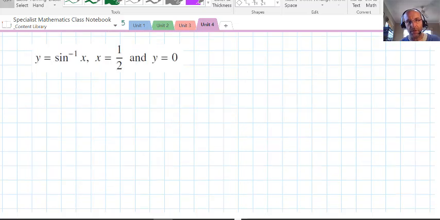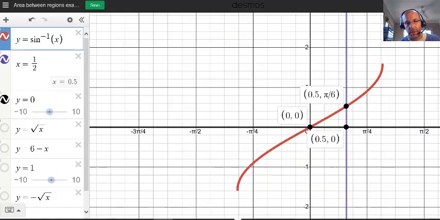The second of two examples is the following: the area bounded by arc sine x, x equals a half and y equals 0. Okay, just getting a sketch done with the aid of technology there, and we can see that we have an area, and let me just see if I can point you in the right direction there. So that's the area there. Again, it's a little bit triangular, but the arc sine x graph is not straight, so it's not a triangle.